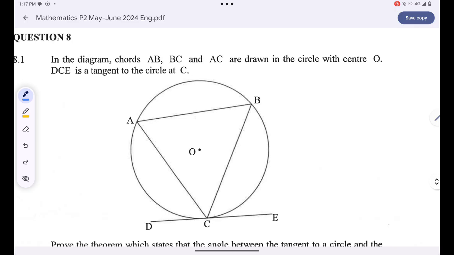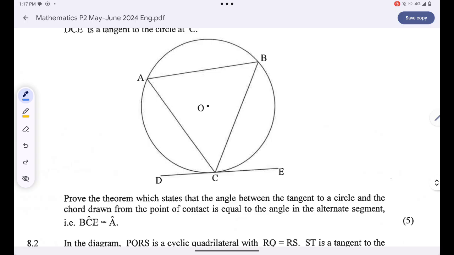Okay, in the diagram, chords AB, BC, and AC are drawn in the circle with center O. DCE is a tangent to the circle at C. We are supposed to prove the theorem which states that the angle between the tangent to the circle and the chord drawn from the point of contact is equal to the angle in the alternate segment.